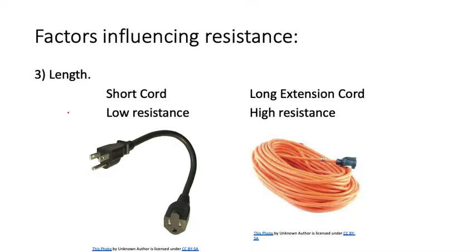Length of the cord. If you want to get as much electricity to an appliance as possible, you should use the shortest cord. So the length of a conductor is a big deal. If you have a short cord, you're going to have low resistance. If you have a very, very long extension cord, you're going to have a lot of resistance. And so you can lose a lot of energy and power by using too long an extension cord if you don't need one.